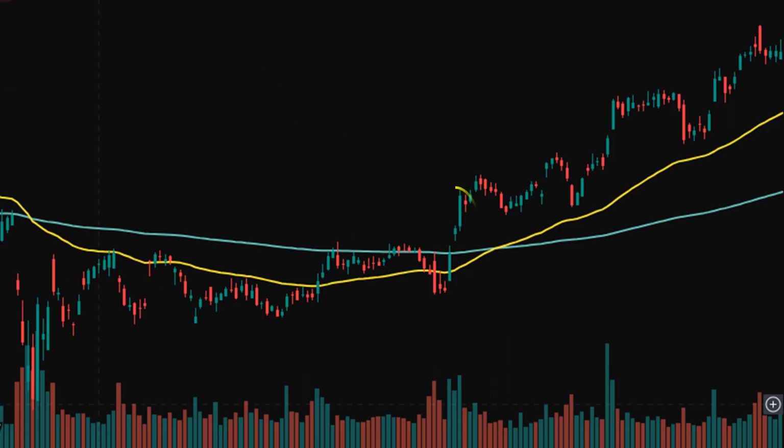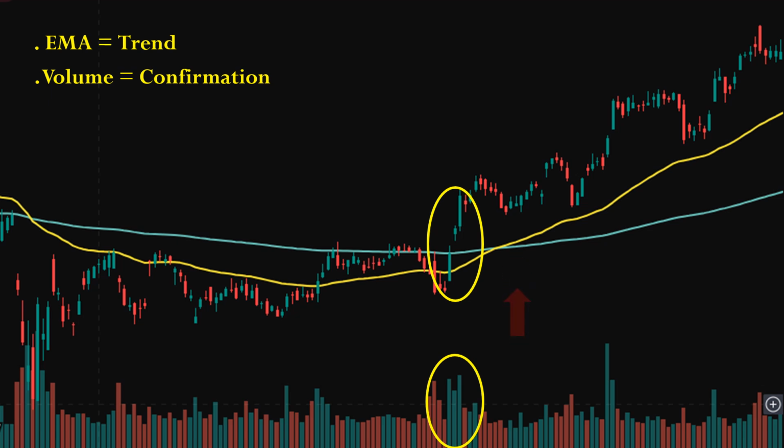When you see a bullish candle form near a high volume zone and your EMAs are pointing upwards, that's your sniper entry. So you have the exponential moving averages confirming the trend, the volume giving you confirmation signal, and the candlestick telling you it's perfect timing to enter the trade. This is how the pros align their trades. Once you start seeing these setups, trading stops feeling like you're guessing.